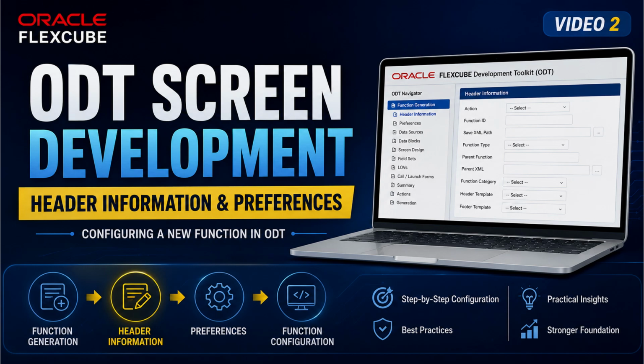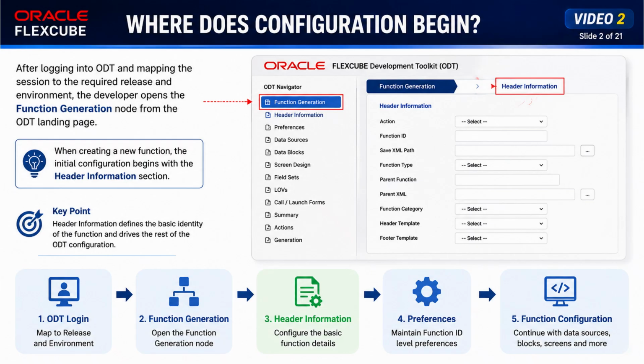In this video, we will continue our Oracle FLEXCUBE ODT screen development series. Today, we will understand two important configuration areas in ODT: header information and preferences. These settings define the basic function structure and the function ID level behavior required for further screen development. Let us begin. Where does configuration begin?